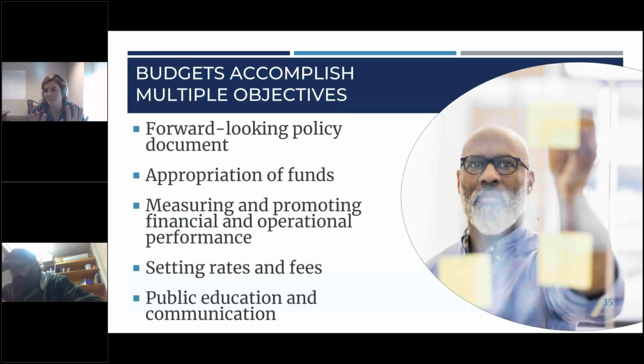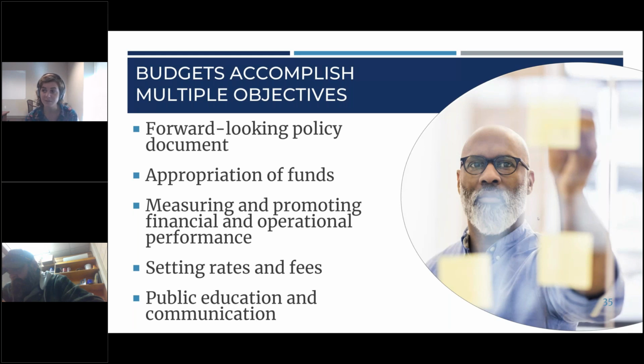So budgets, and I'll pause and say I took an entire semester-long course on budgeting, and so I'm going to try to sum this up in like 10 minutes, which is obviously quite difficult. But in general, budgets accomplish multiple objectives. They're forward-looking policy documents, so they are reflective of the goals of the local government, the utility. They're designed to be somewhat forward-looking and somewhat planning-oriented.